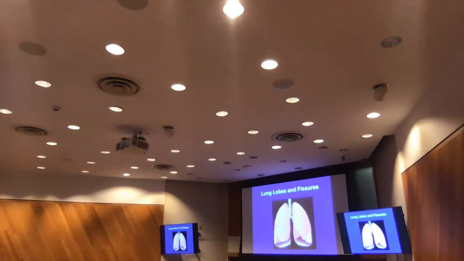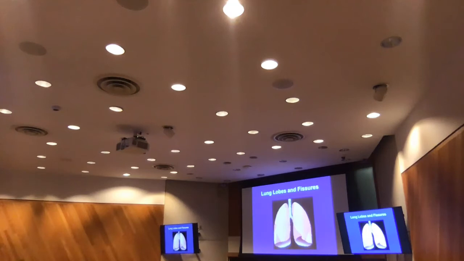On the left side, there is only one fissure. Let's get the fissure right now. So how many lobes on the left lung? Upper and lower. Upper, middle, lower on the right; upper, lower on the left, with similar nomenclature. Upper right, upper left, lower right, lower left, middle on the right, and middle on the left. We call this.